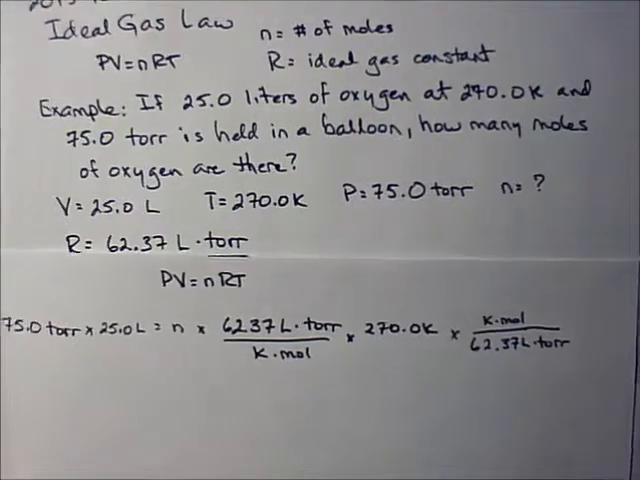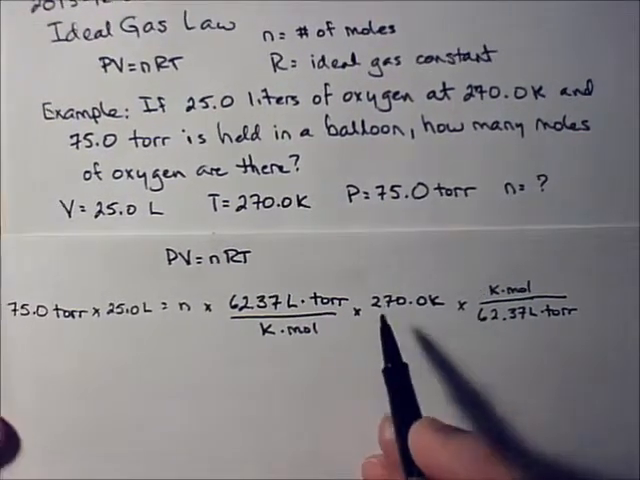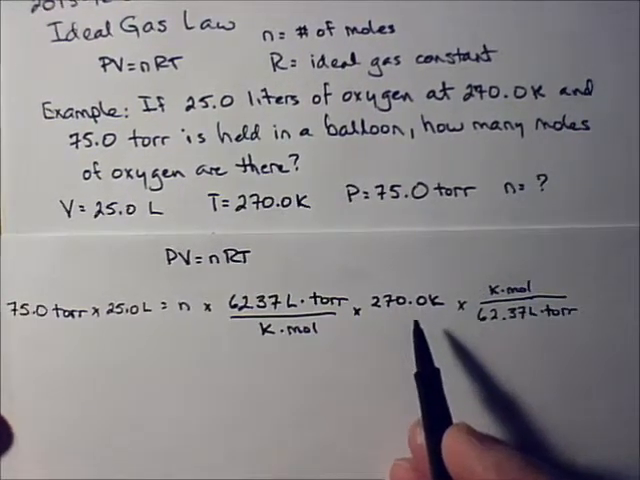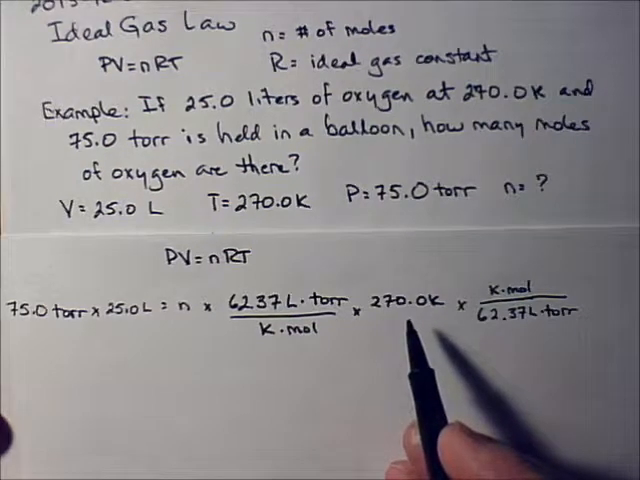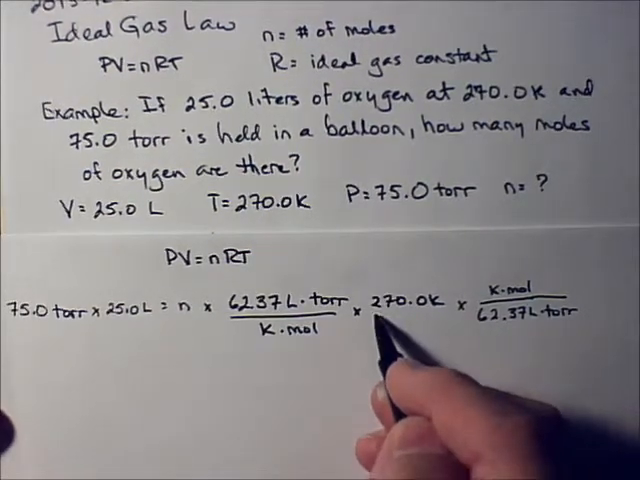Okay? All right. We want to divide by this, but dividing by this is the same thing as multiplying by its reciprocal. So let's do it that way.